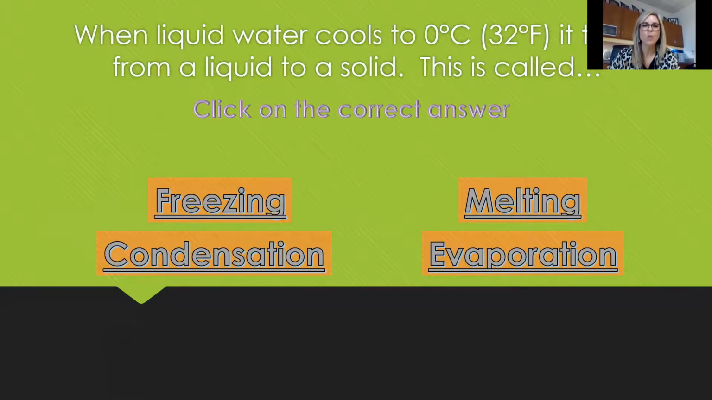Okay, when liquid water cools to 0 degrees Celsius or 32 degrees Fahrenheit, it turns from a liquid to a solid. So we have water, we have a liquid, and then something happens and it creates a solid. What happens here? Freezing, melting, condensation, evaporation. A liquid has to become a solid, and it happens at 32 degrees Fahrenheit. What happens to that liquid? Guess what, guys? It freezes.